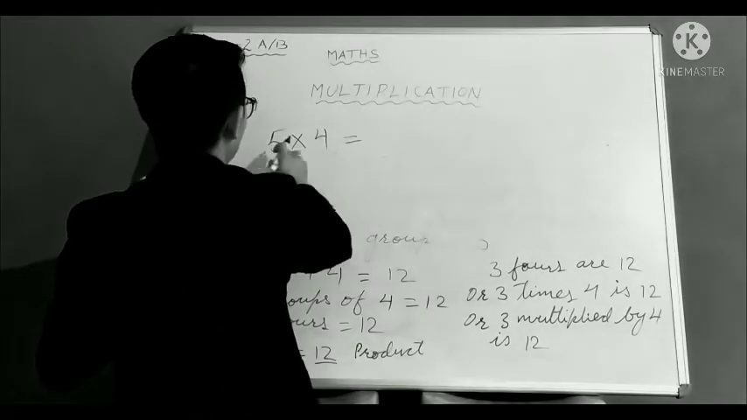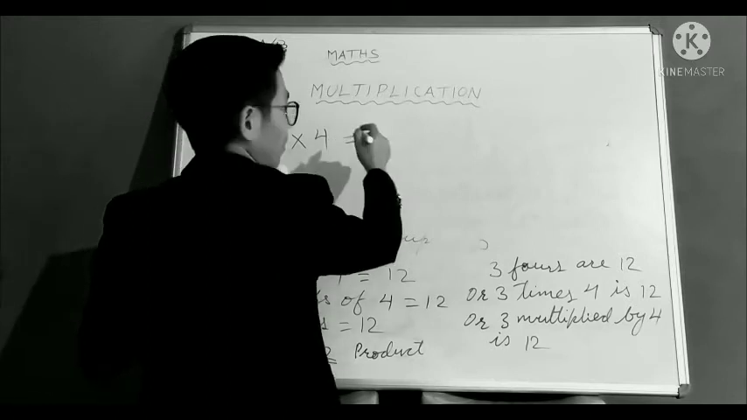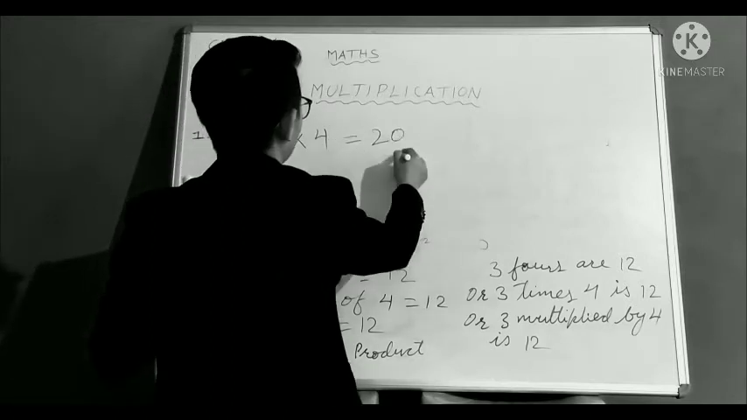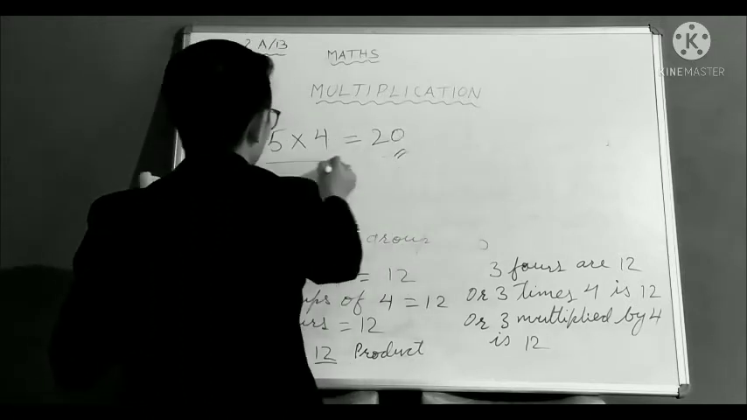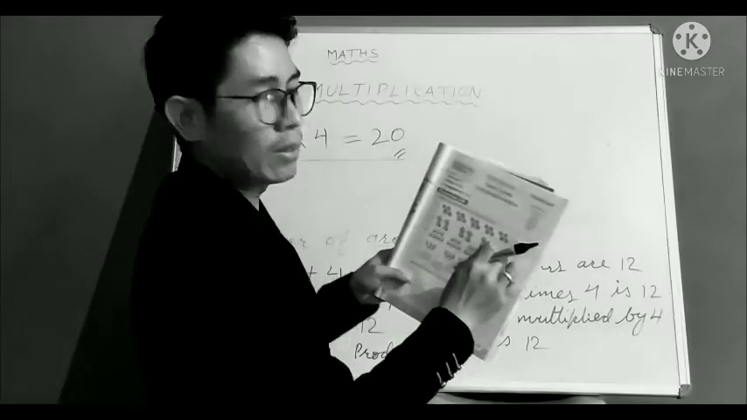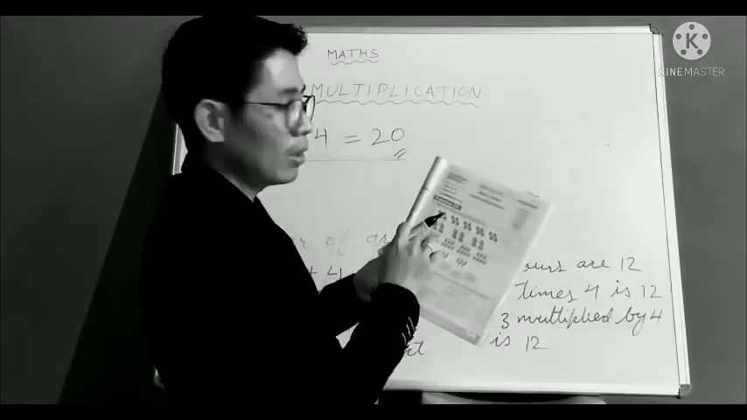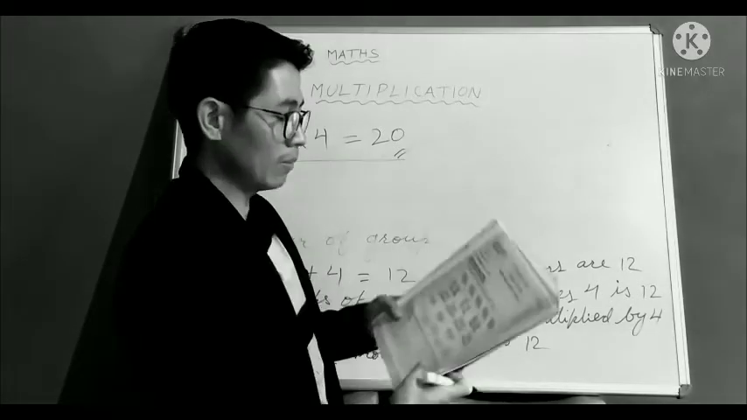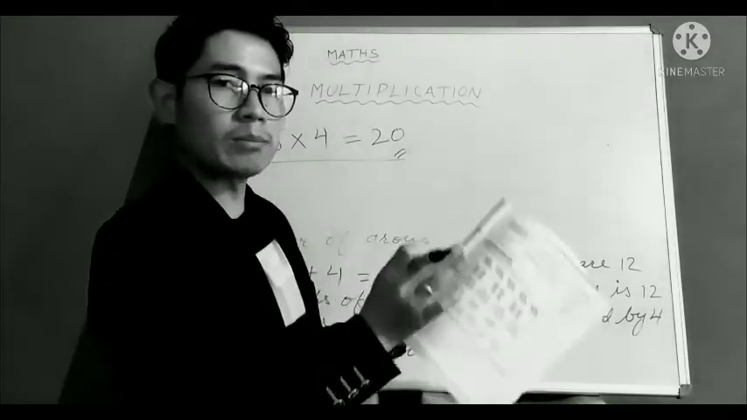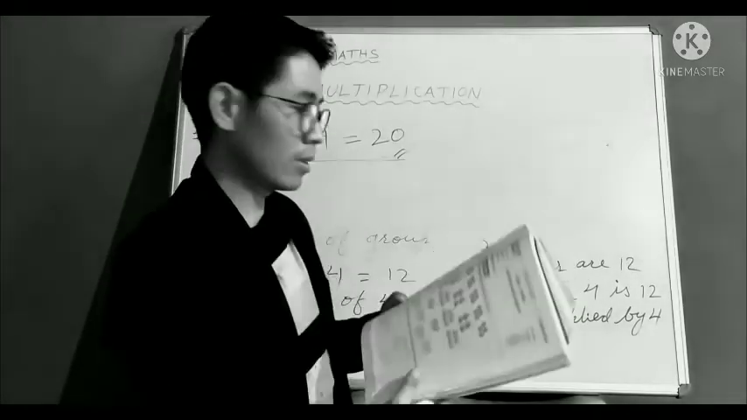So this 5 is the total number of groups, and this 4 is the number of apples in one group. So how much will it be? 5 into 4. 5 fours are 20. This is how you are going to write in that blank area. B is also the same, C also the same, D also, E also the same. So just do it by yourself.